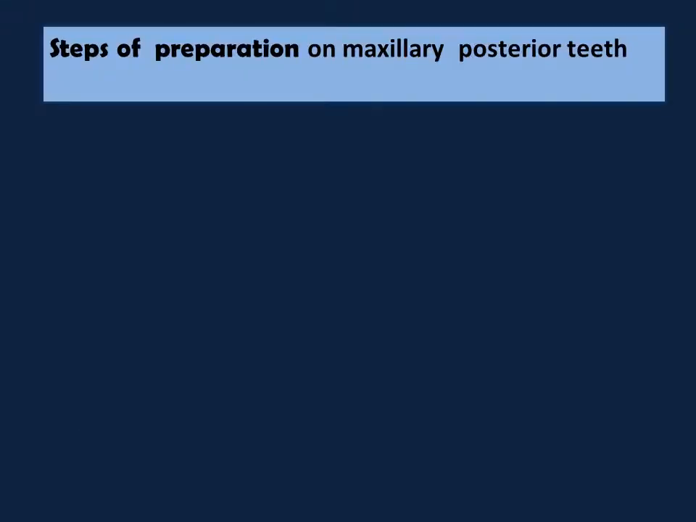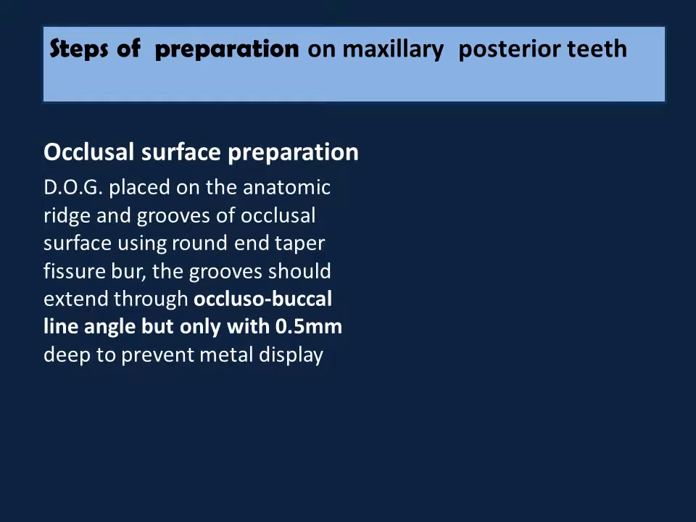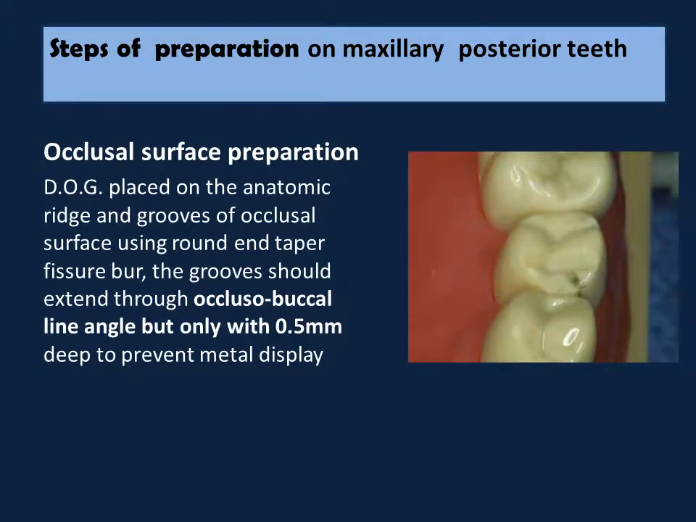The steps of preparation on maxillary posterior teeth will be: first, we start with the occlusal surface preparation. Depth orientation grooves will be placed on the anatomic ridge and the grooves of the occlusal surface using a round end taper fissure bur. The grooves should extend through the occluso-buccal line angle, but only 0.5 mm deep to prevent metal display.